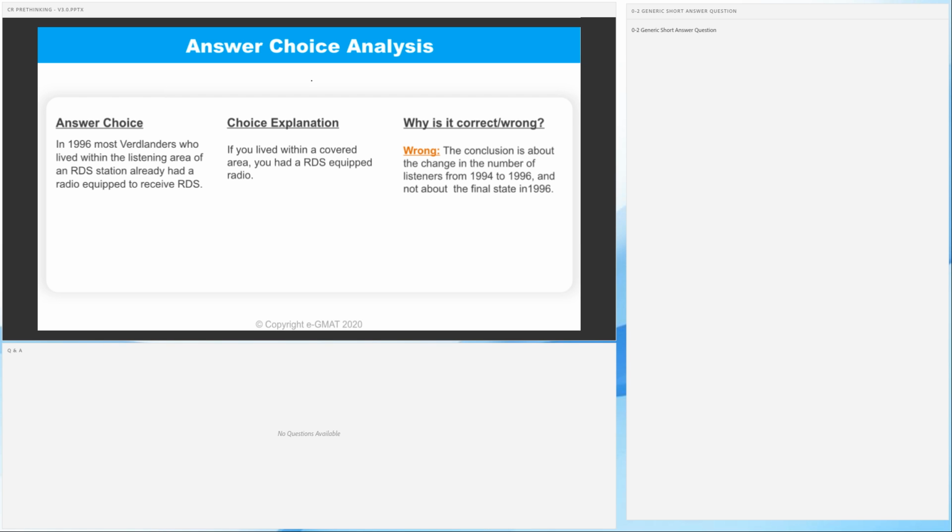Okay. Let's come back to choice B. Sorry about that. Choice B says, in 1996, most worldlanders who lived within the listening area of an RDS station already had a radio equipped to receive RDS. Okay. What's my conclusion? The number of people between 94 and 96 remained more or less the same. Everyone remembers that conclusion? Right? 94 and 96. The number of people remained more or less the same. Yes, no?